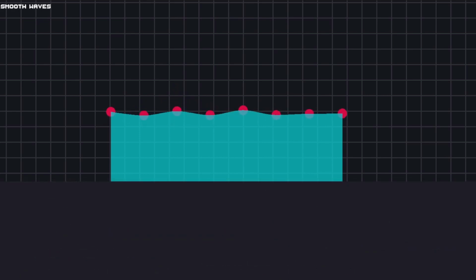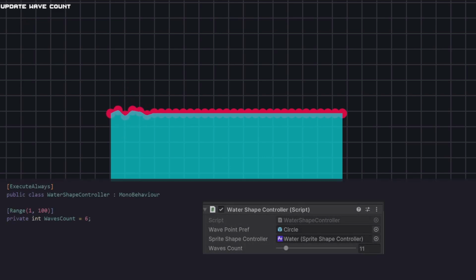A lot of the times you would like to create the water in the editor itself, with all the points there, so you don't have to actually play the game to have them. So let's do that now. Above the water shape controller class, add execute always, which means we would like to execute the script while in editor mode as well. Also, add to the waves count a range slider, just to make it easier for us when changing the number.